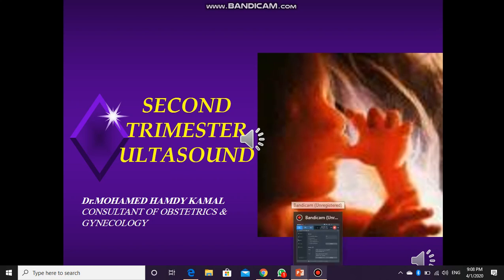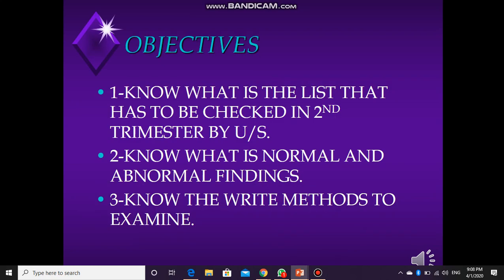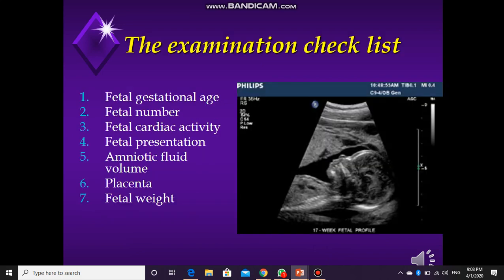Our subject is second trimester ultrasound. Our objective is to know what is the list that has to be checked in the second trimester by ultrasound, to know what is normal and abnormal findings, and to know what are the right methods, how to do it. The examination list includes fetal gestational age, fetal number, fetal cardiac activity, fetal presentation, amniotic fluid volume, and placenta.